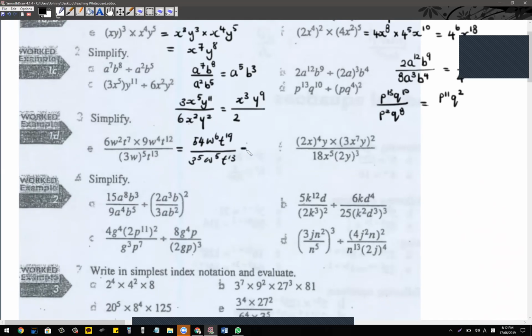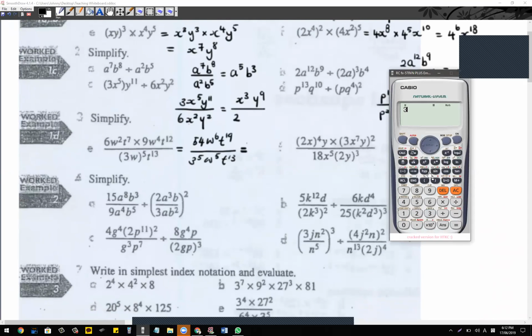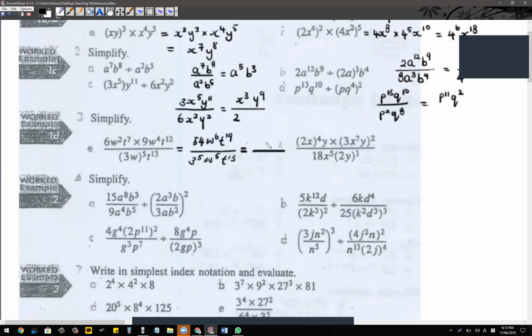Okay, so let's calculate what 54 over 3 to the power of 5 is. So 3 to the power of 5 is 243, so 54 over 243 simplifies down to 2 over 9. So these numbers simplify down 2 over 9. So that's 2 there and 9 there. W6, W5, so you get 1 W on the top. T19, T13, so you get T6 on the top. Okay.